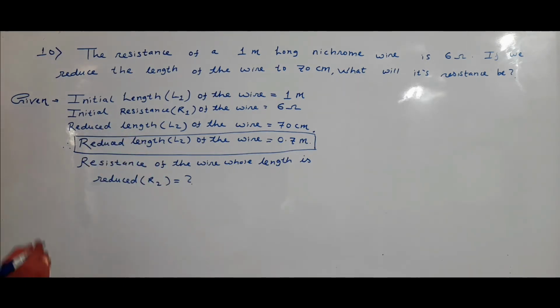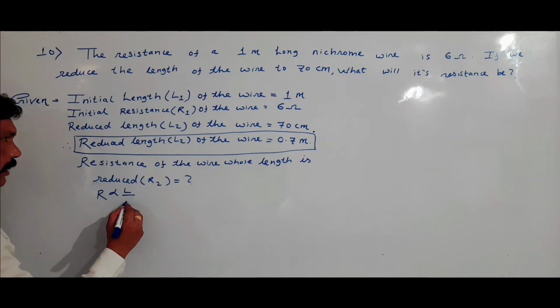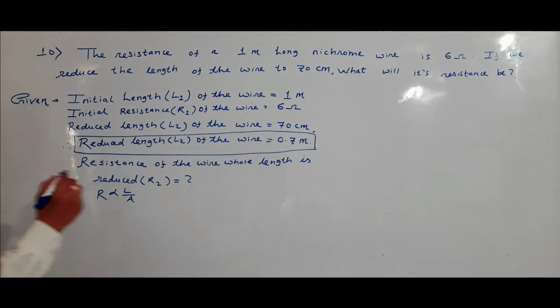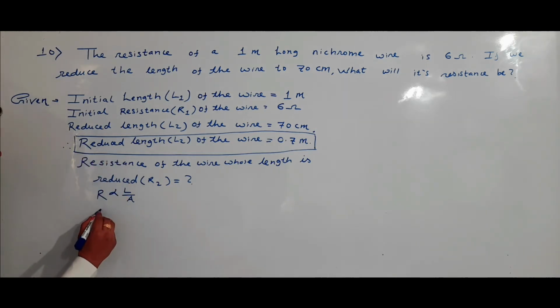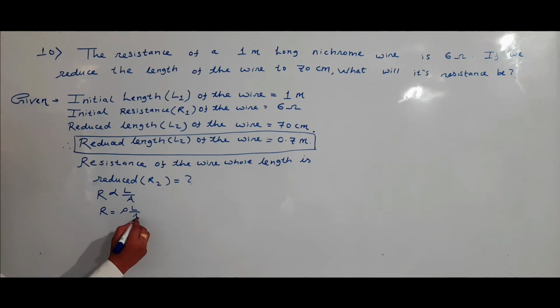My dear student, we all know that resistance of a wire is directly proportional to the length of the wire and inversely proportional to the cross section area of the wire. Now, if you want to remove the proportionality sign, what we do? R is equal to constant L by A.